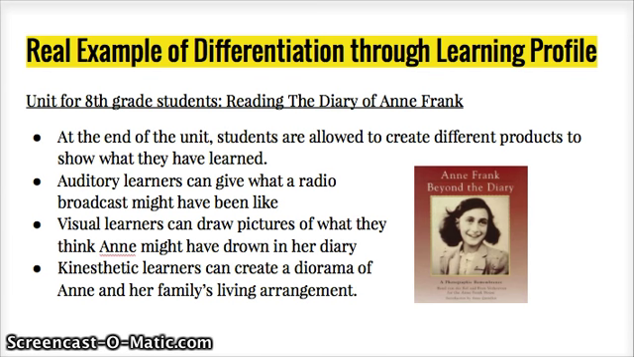Auditory learners could give a radio broadcast of what it might have been like, giving war updates, what it was like around the country at that time, and updates on people they knew. Visual learners can draw pictures of what they think Anne might have drawn in her diary, depicting her joys and fears at the time. Kinesthetic learners can create a diorama of Anne and her family's living arrangements, pointing out and focusing on things that were important for their survival.